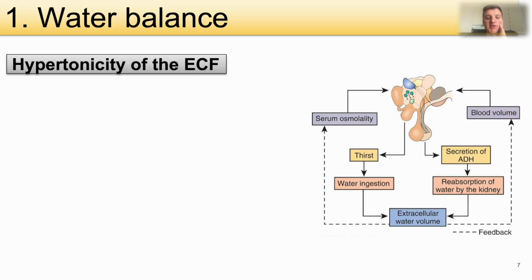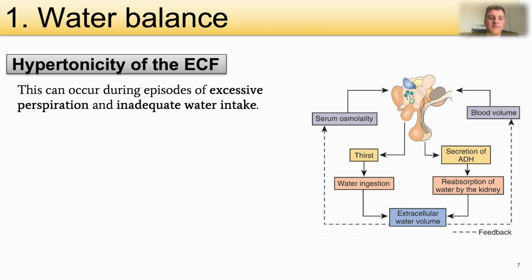So, hypertonicity of the ECF. This can occur during episodes of excessive perspiration. You're sweating a lot. You know this: when you sweat a lot, you start getting a bit dizzy, or you could be a bit thirstier, and with inadequate water intake. If you don't drink enough, you're not putting in enough water, and the solutes, sodium and potassium, are getting concentrated. If you sweat a lot, same thing: you're releasing a lot of water, but not the solutes, the salts, the sodium and potassium.